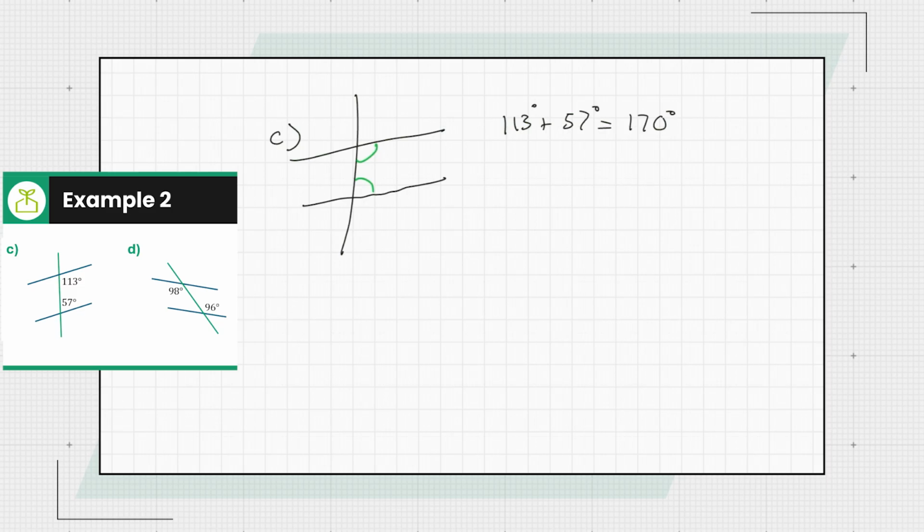Now because this is 170 degrees, it means that these are not parallel. And the reason is that the co-interior angles don't add up to 180 degrees.